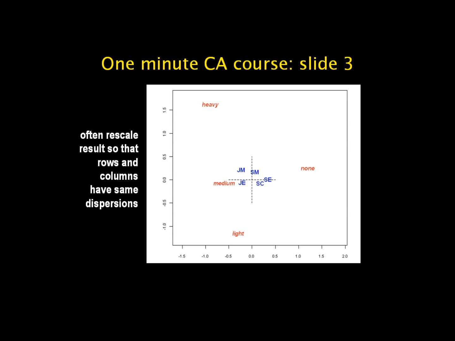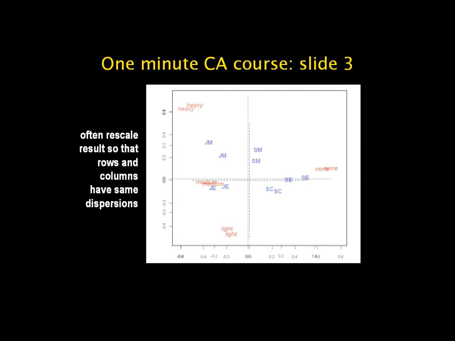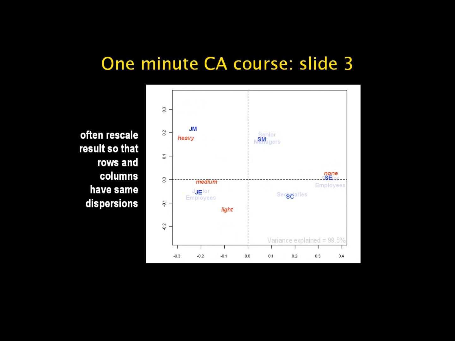Finally, there are several scaling options for the best 2-dimensional plot. This shows one where the row and column points are spread out similarly along the respective principal axes, making it easier to label the points. Well, that's it. I hope you got the basic idea of this data visualization method.